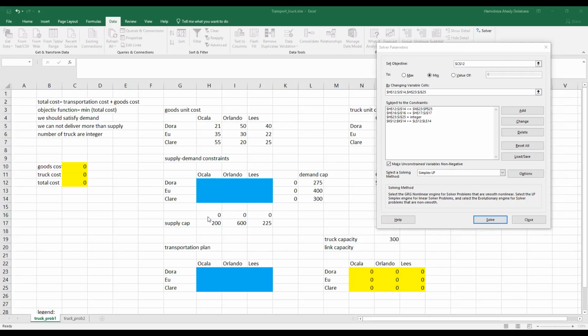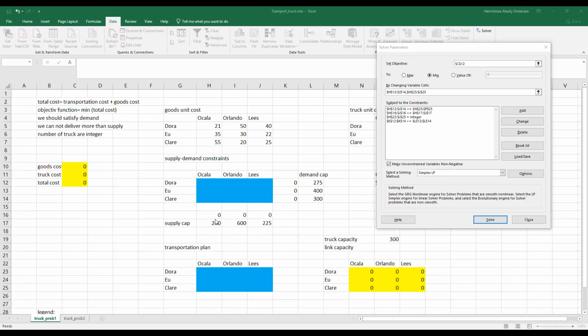So H16 to J16 is this row, which is now 0. What does it mean? And check the other side of the inequality. I said it should be less or equal, H17 to J17.